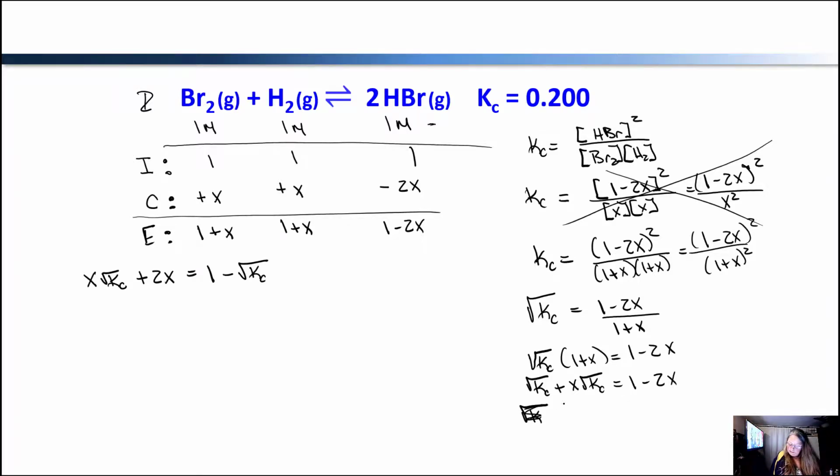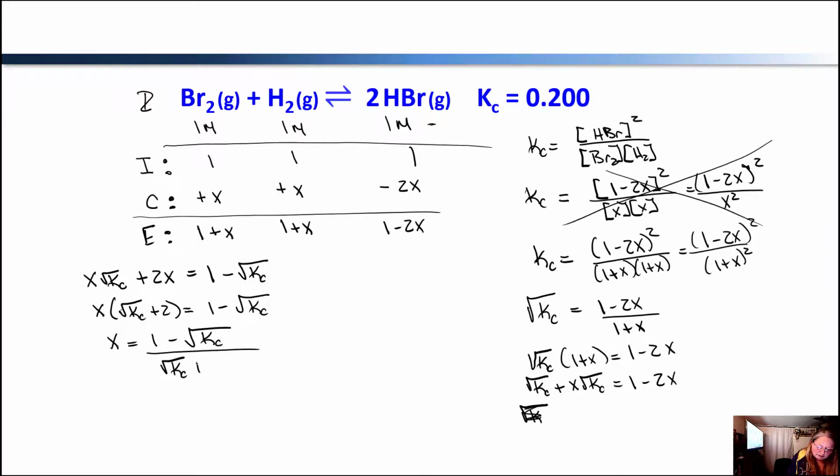So let's just double check, because I did a bunch of stuff in my head. So this is positive. I moved the minus 2x over to the left. And then on the right, the 1 was positive. It stayed. And I subtracted the square root of Kc. Good. And then the same thing, I can factor out x. I get x times the square root of Kc plus 2 equals 1 minus the square root of Kc. And then finally, we're ready to put numbers into our calculators and be error-free, hopefully. x equals 1 minus the square root of Kc, divided by the square root of Kc plus 2. So let's see what we get.